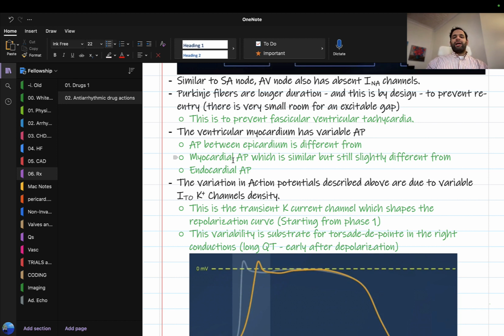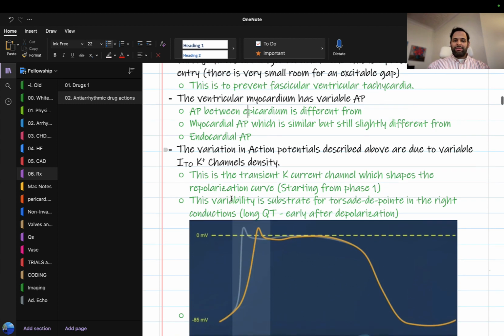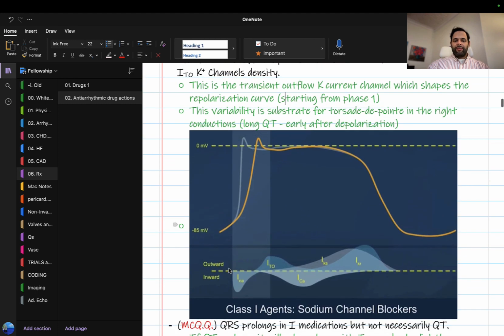The variation in action potentials described above is due to variables in the ITO potassium channel density in the myocardium. This is the transient outflow potassium current channel, TO, which shapes the repolarization curve starting from phase 1. Again, this is from the Mayo Review Board.